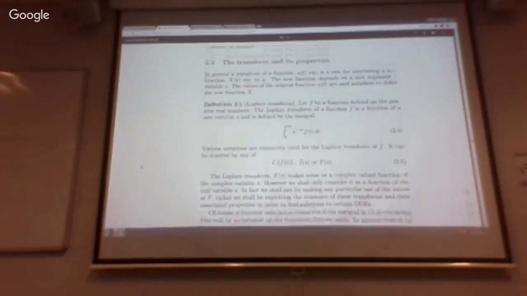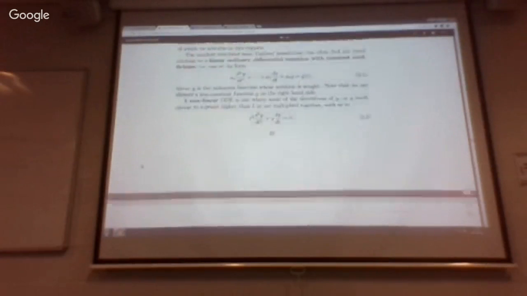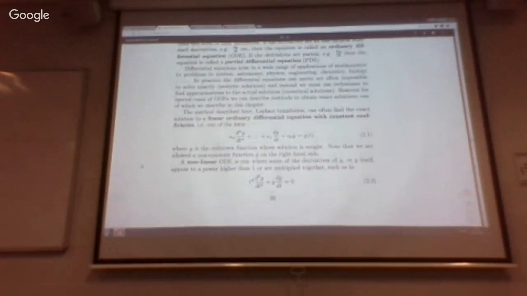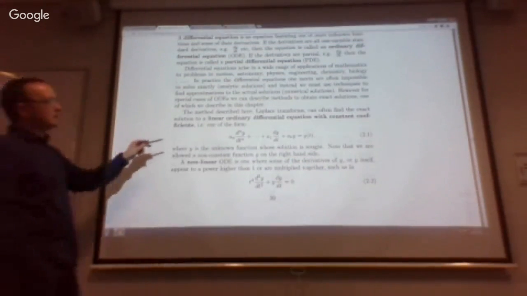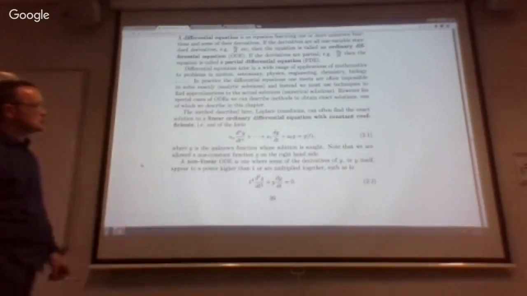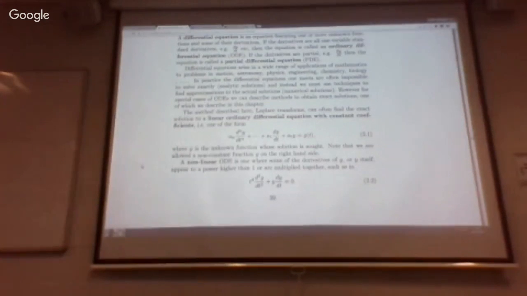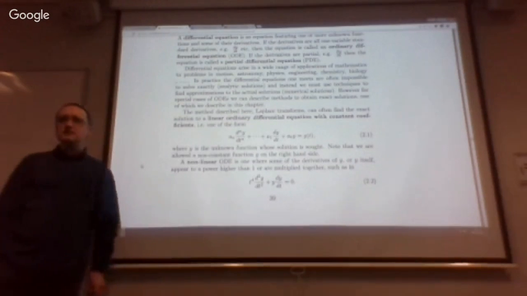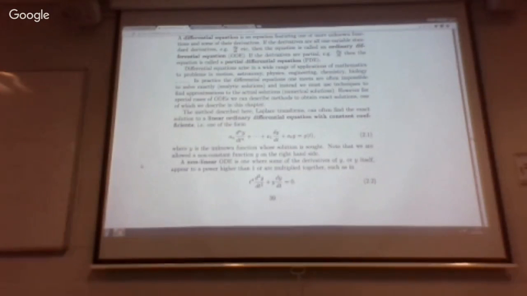The differential equations that are up for solution here are ones of this form, shown in equation 2.1. There are a number of adjectives attached here. They're ordinary differential equations, meaning the unknown function y is just a function of a single variable, t. So there are no partial derivatives, just normal ordinary derivatives.